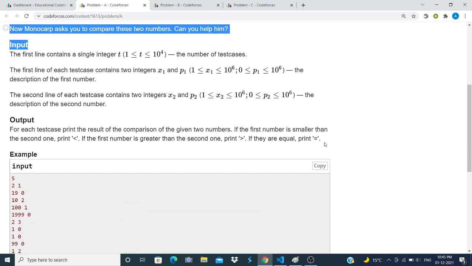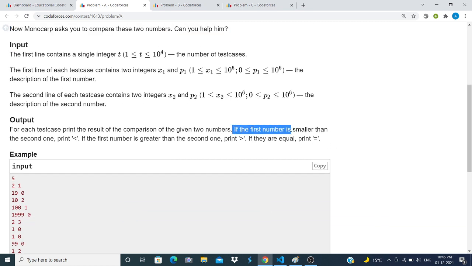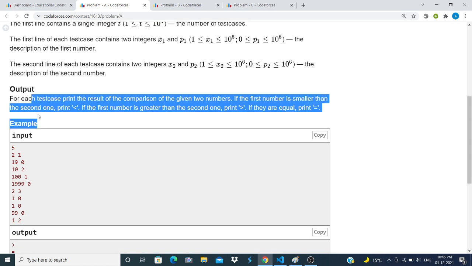Depending on their comparison, if the first number is smaller than the second one, we need to print a lesser than sign. If the first number is greater, print the greater sign. If they are equal, we need to just print the equal to sign, right?